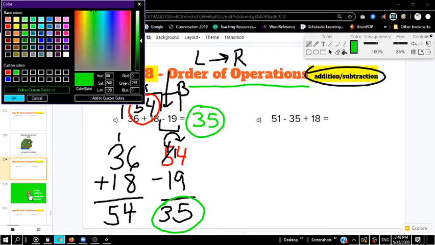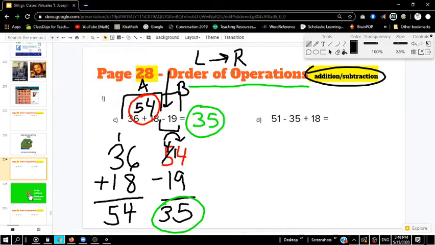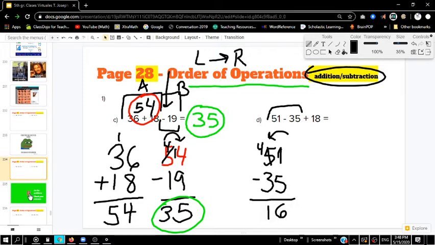We have 51 minus 35 plus 18. Again, we're going to do the subtraction first and then the addition. So here we go. 51 minus 35. All right, we cannot do 1 minus 5, so we're going to have to go to our second column, get rid of our 5, which converts into a 4, and then we're going to bring that over. So 1 plus 10 is 11. 11 minus 5 is 6. 4 minus 3 is 1. So we have 16 as our first answer. Again, this is 16 right there.